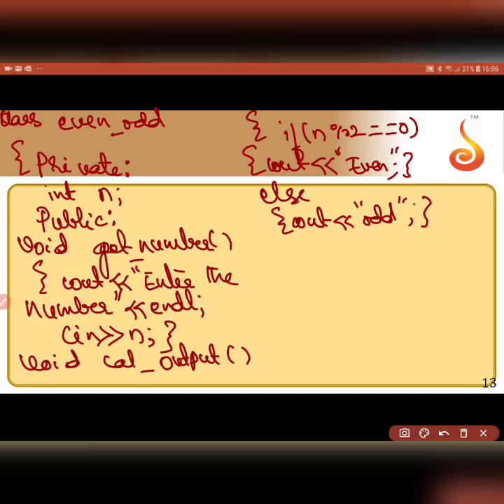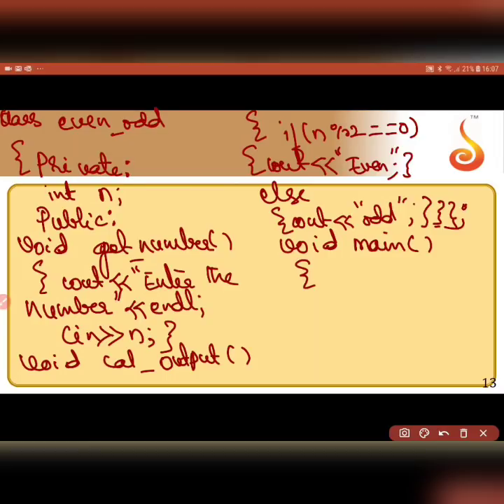Now I have to close my function. See, this is the opening function bracket, this is the closing function bracket. This is the opening and closing of the if statement body, and this is the opening and closing of else. Now I need to close my class also. Fine. And now I will write main, void main.